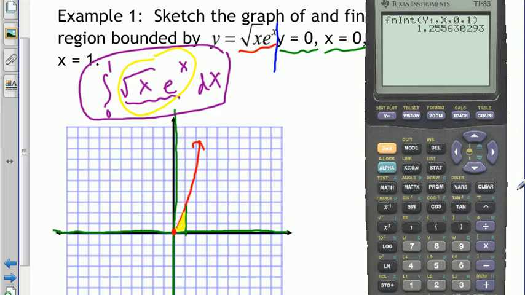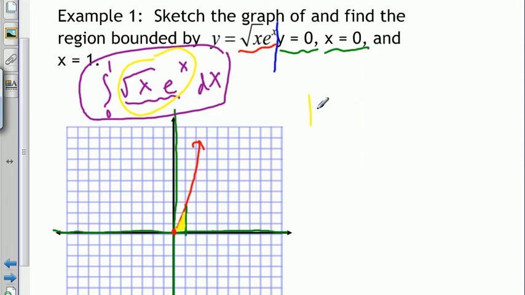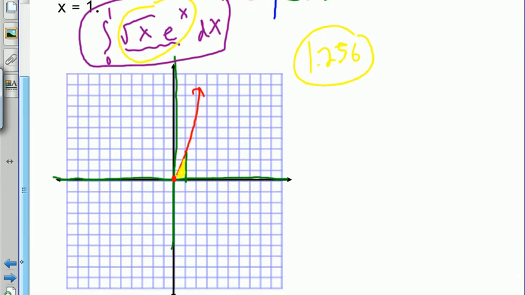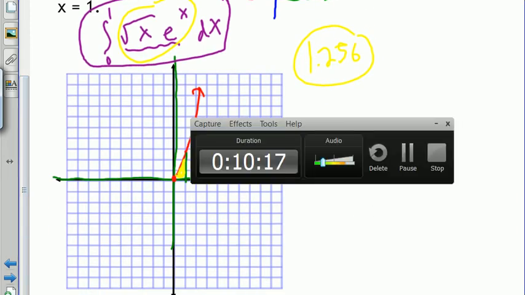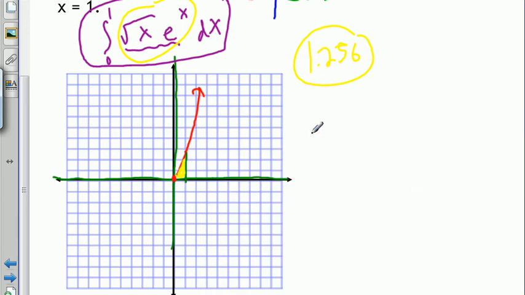And there you go. So we'll always round to 3 decimal places, so 1.256. 1.256 is our answer. So that's that. Let's see how we're doing on time. Okay, try to get through here.